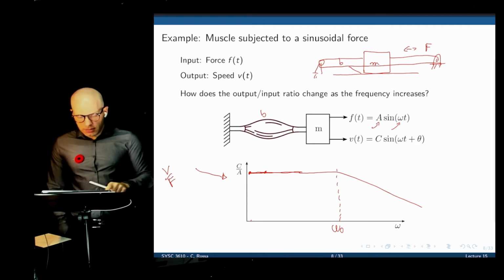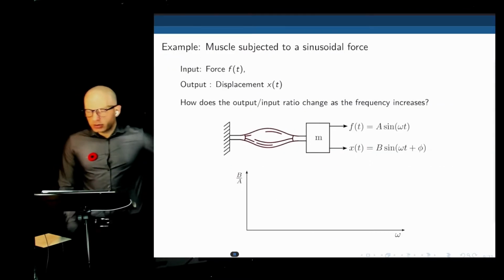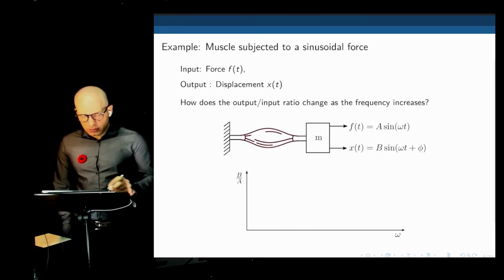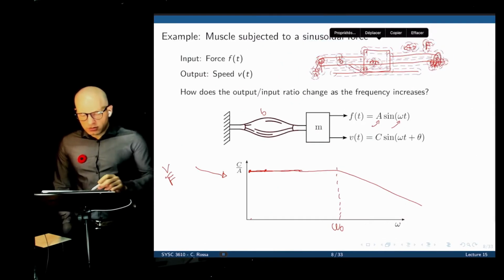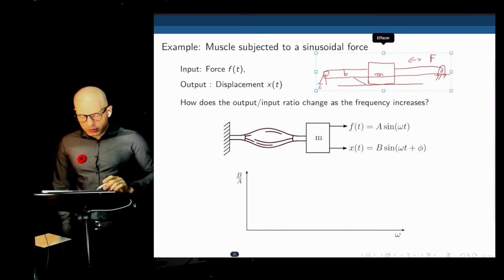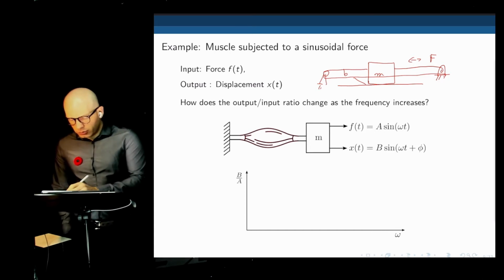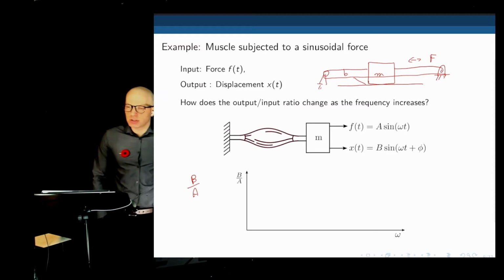Now let's think about the same problem, but in terms of position. Let's assume we have the same setup as before, but instead of looking at the final speed, we are looking at the final position. Now we're going to look at the ratio between the final position it reaches and the input force. How would this look?